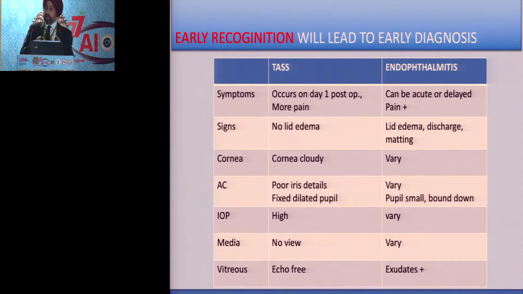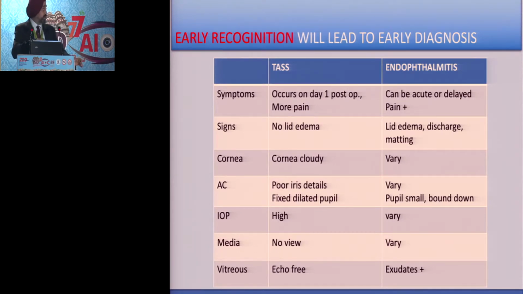So again, now you have known these steps. Now you are trying to see that patient. You have operated, and on day 1 you have seen that patient. Now you see that on day 1 there is lots of inflammation in the eye, and the good thing about TASS is it occurs on day 1. If somebody says, on day 1 the patient was fine, day 2 was fine, on the third day he got TASS, I mean, there is no such entity like third day TASS. On the third day it is endophthalmitis. So TASS occurs on day 1. It has to occur on day 1. It doesn't occur on day 3.